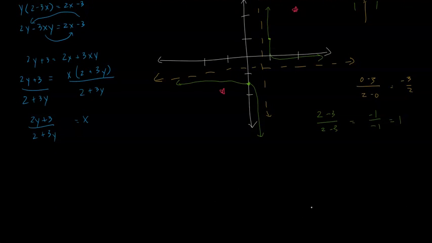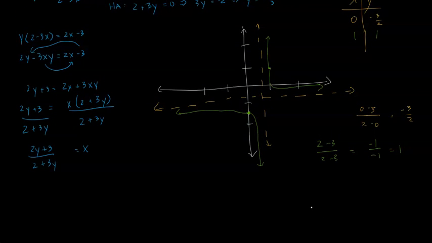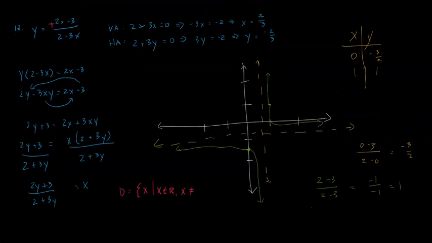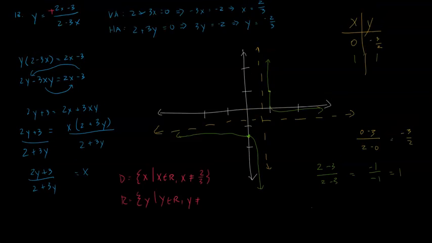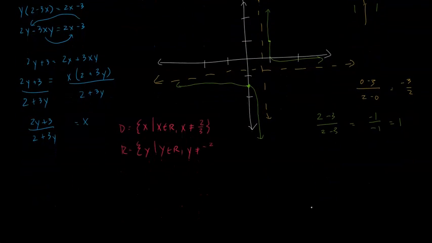Okay, so let's go ahead and find the domain. Domain: x such that x is an element of all real numbers. x cannot be 2/3. Range: y such that y is an element of all real numbers. y cannot be negative 2/3. Voila! And good job, guys.